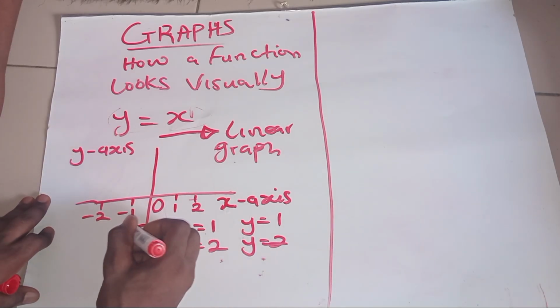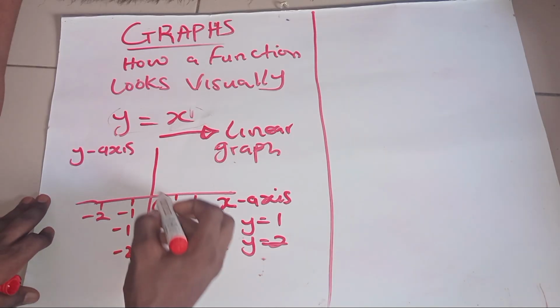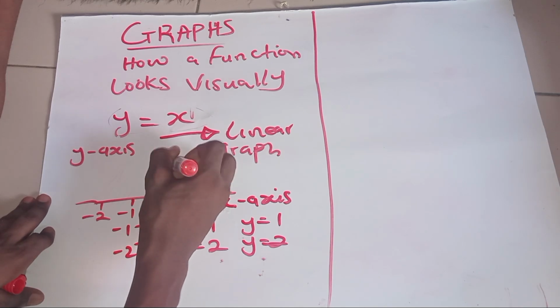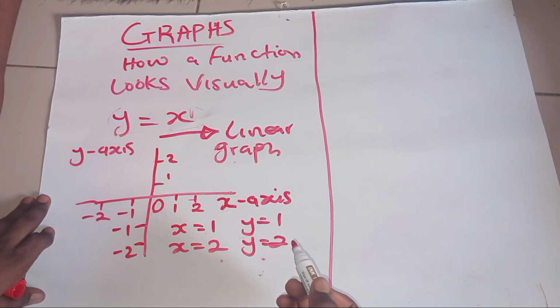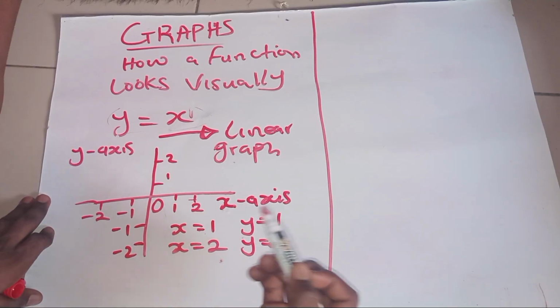So this is minus 1. This is minus 2. Is that understood? Now, while this is the positive part. So this is 1 and this is 2. So if I decide to plot this particular graph where I say my x is 1 and my y is 1, I'm going to be picking it like this.